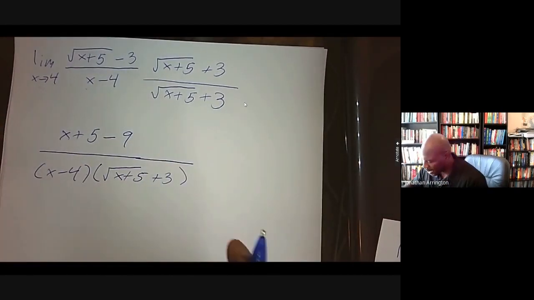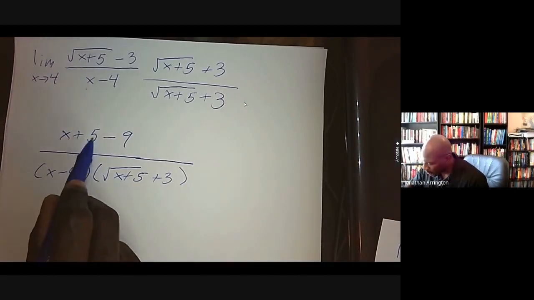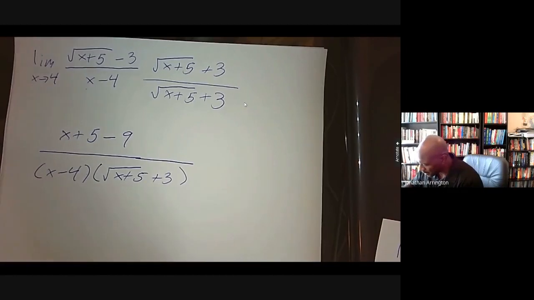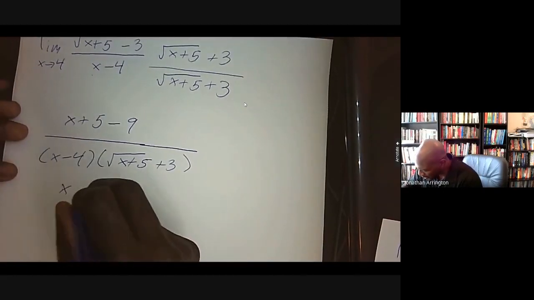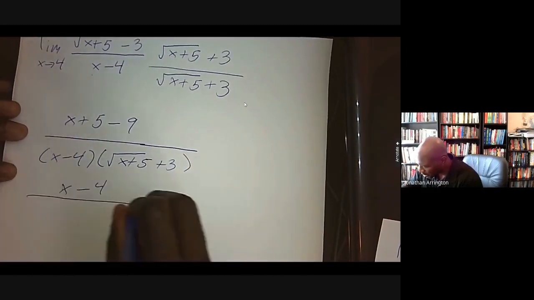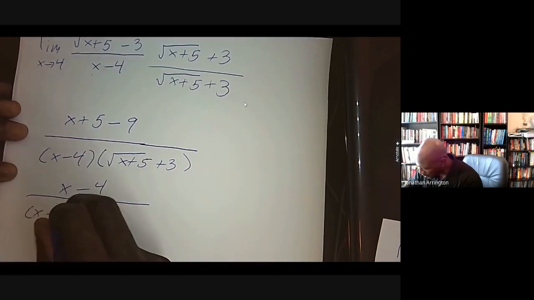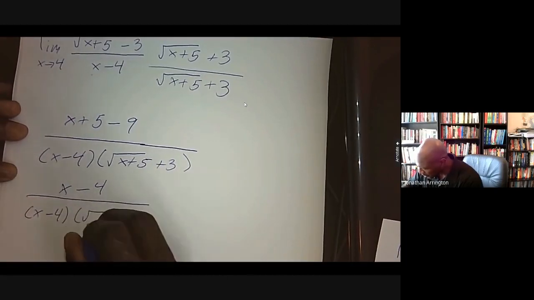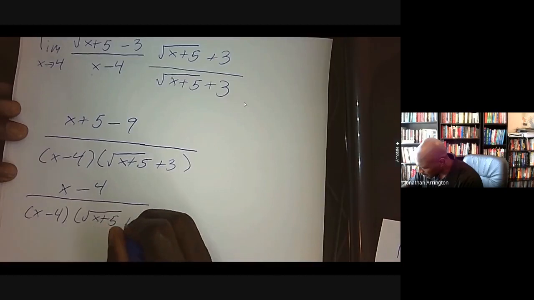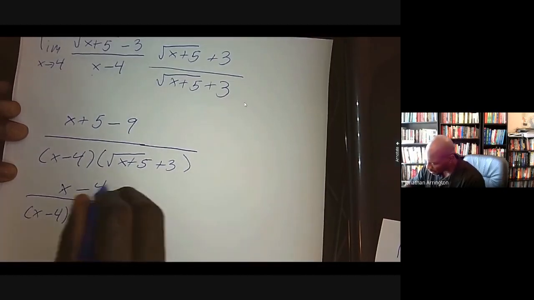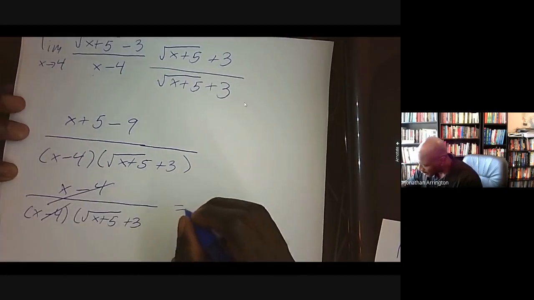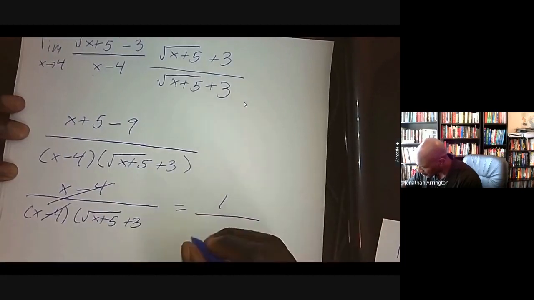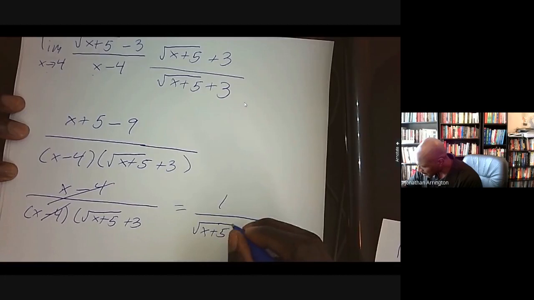Okay, so if you look at the top, very beautifully, isn't it wonderful the way this stuff works out? 5 minus 9 is negative 4. So at the top, we get x minus 4. And our bottom, of course, is x minus 4 times the square root of x plus 5 plus 3. Okay, x minus 4 cancels. So that's 1 over the square root of x plus 5 plus 3.